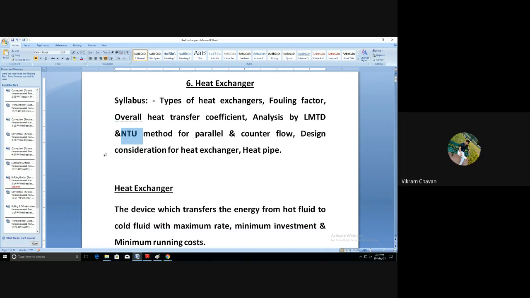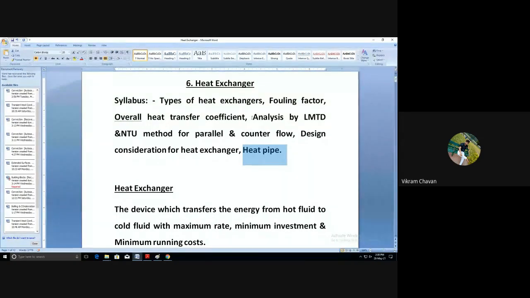And lastly, we have to check the heat pipe and the design consideration for heat exchanger. This is the theoretical part, and the heat pipe we also have to discuss in a theoretical manner. But the problems will be on analysis by LMTD and NTU method. So, derivations and problems.